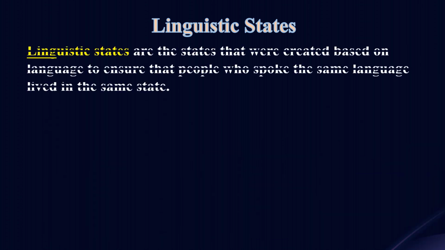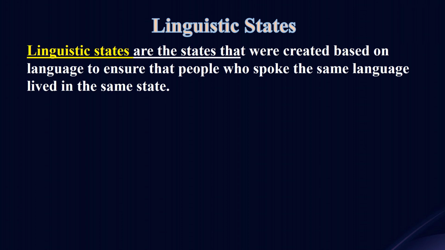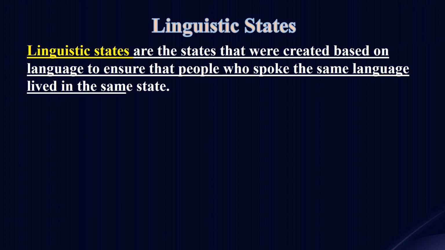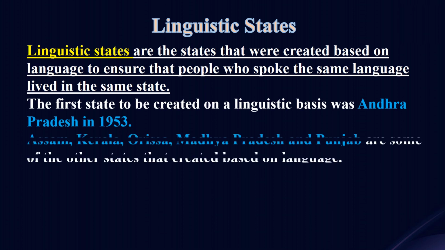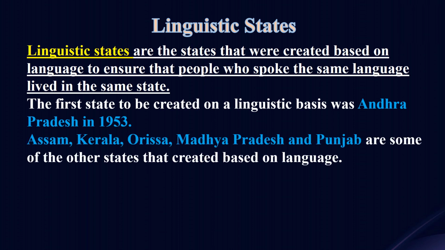Thus, linguistic states are the states that were created based on language to ensure that the people who spoke the same language lived in the same state. The first state that was created based on language was Andhra Pradesh in 1953. After that, many states like Assam, Kerala, Odisha, Madhya Pradesh and Punjab were created based on language.